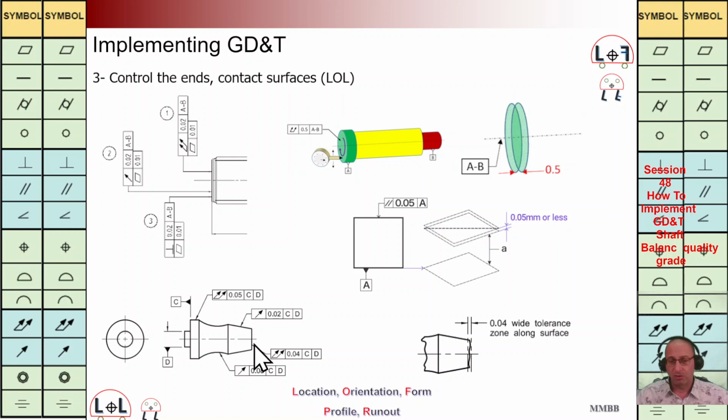In order to control the orientation of this end plate, we are going to use total run out. It means this end plate should be in this interval 0.04. We are going to have two parallel surfaces perpendicular to D and parallel to C.